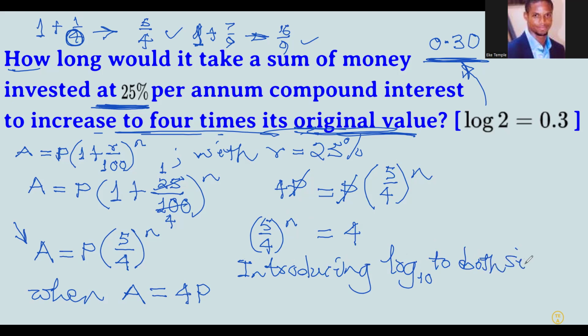That will guarantee the solution, of course. Introducing log to base 10 to both sides, we have log to base 10 of (5 over 4) to the power n must give log to base 10 of 4 on the right hand side.